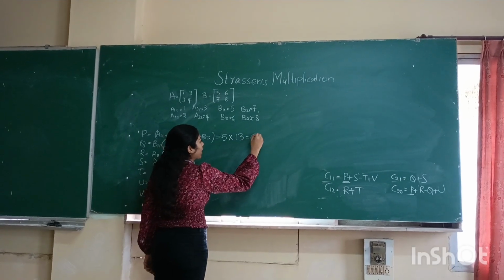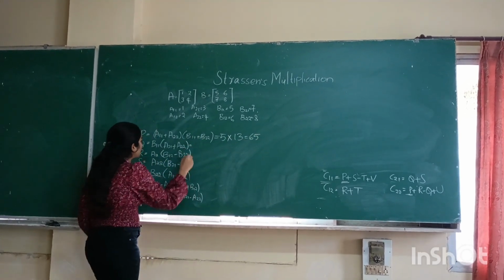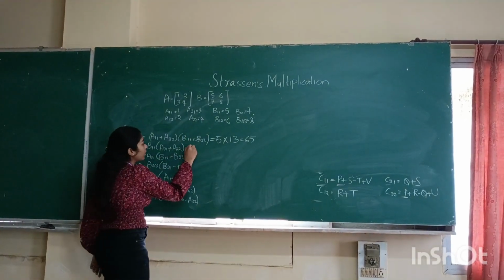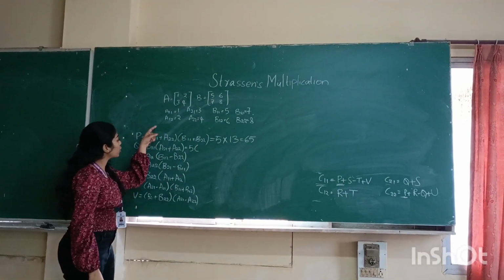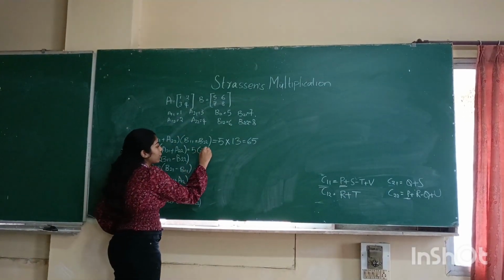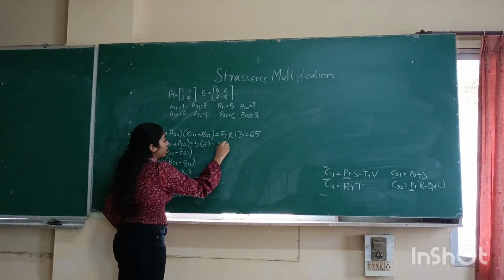So it will be 65. Coming to Q, B11. B11 is 5 into A21 plus A22. A21 plus A22 is 7. So this will be 35.